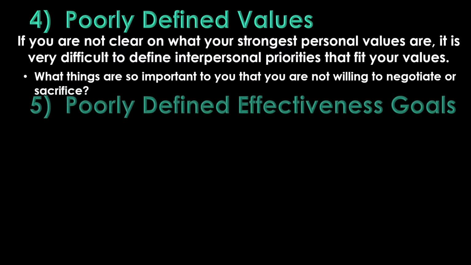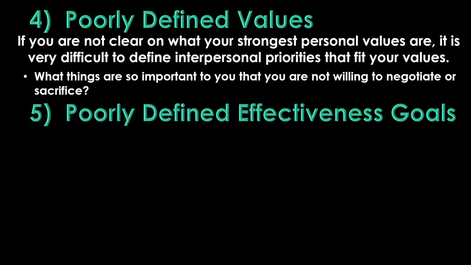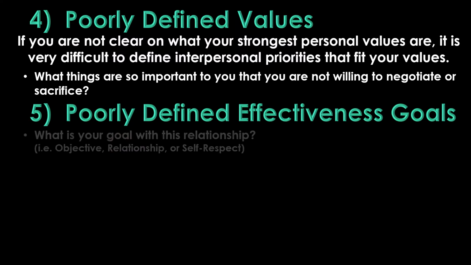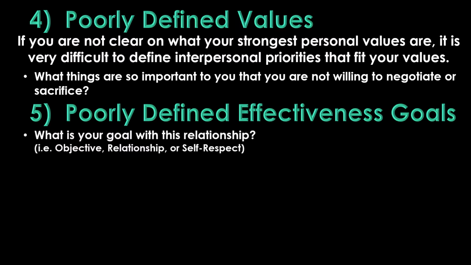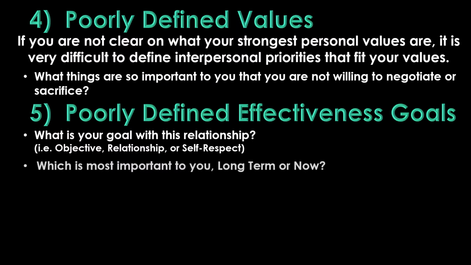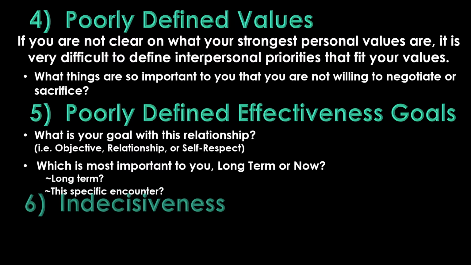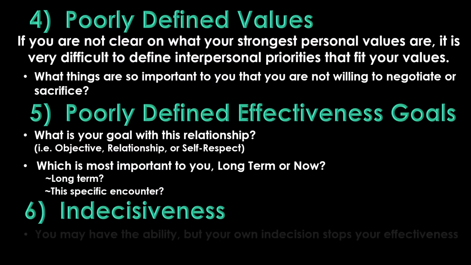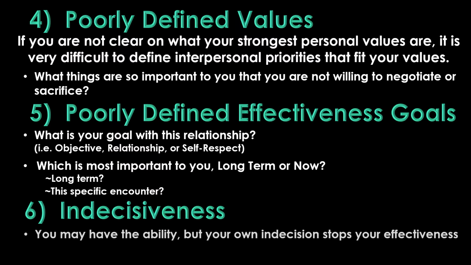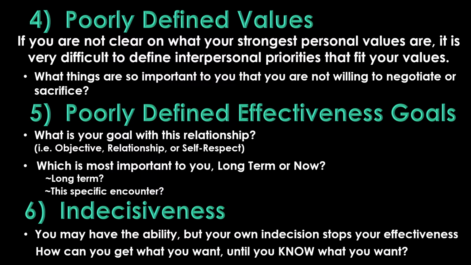Number 5, poorly defined effectiveness goals. What is your goal with this relationship? In other words, objective, relationship, or self-respect? Which is most important to you, long-term or now? Long-term, this specific encounter? Number 6, indecisiveness. You may have the ability, but your own indecision stops your effectiveness. How can you get what you want until you know what you want?